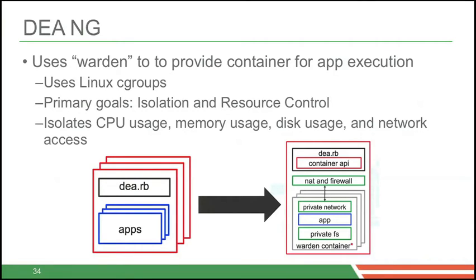Similarly, the DEA is called the Droplet Execution Agent, and this is essentially the component that runs your application on Cloud Foundry. It's undergoing a rewrite as well, and basically what's happening right now is it's using a new component called Warden, which provides a container for app execution. So you can see right now on the left-hand side, your apps are running as secure users on a DEA. And what Warden's going to do is give it a container using Linux control groups, where it'll have its own private network and file system. We'll be able to isolate resources, so CPU usage, memory usage, etc., using this Warden container.